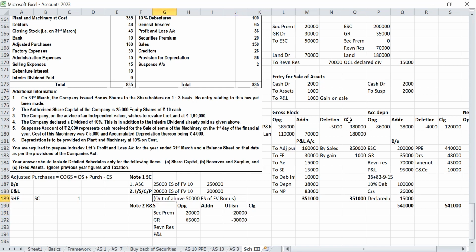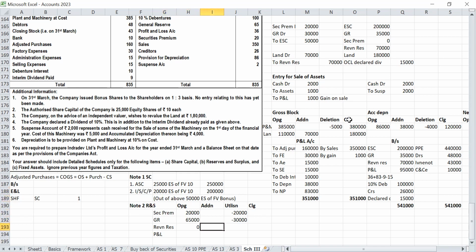Here also, 50,000 you have issued as bonus. What is the source? Not required. That 50,000 equity shares have been allotted as bonus from general reserve this much, from securities premium this much, you need not disclose. That is internal working, not required on the face of the balance sheet.